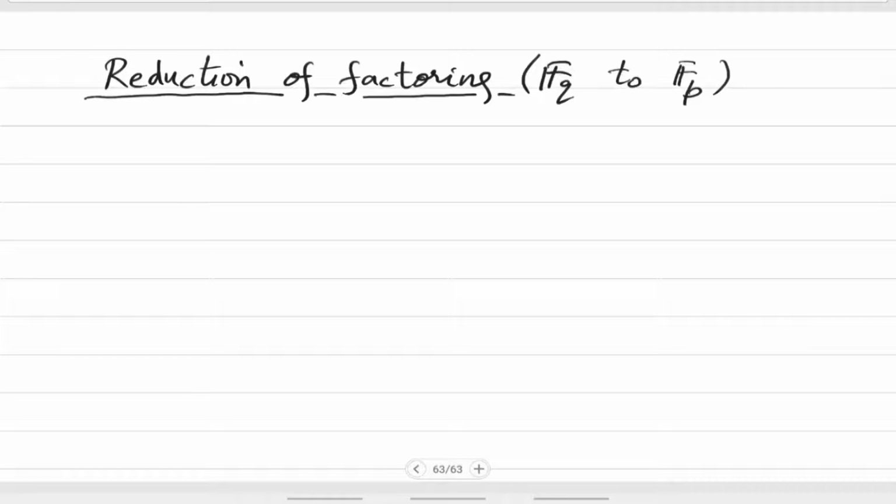On the other hand, if you can factorize over F_q, can you factorize over F_p? Why is that?